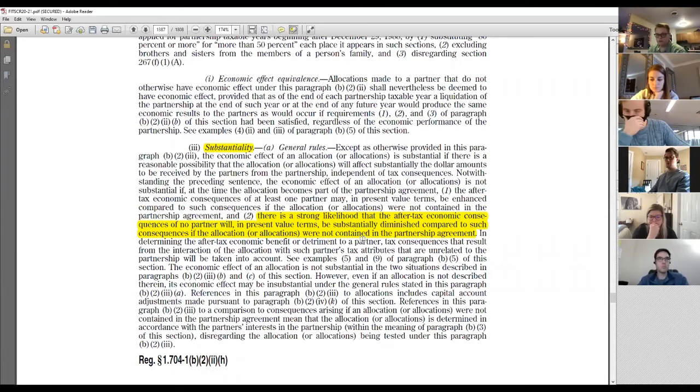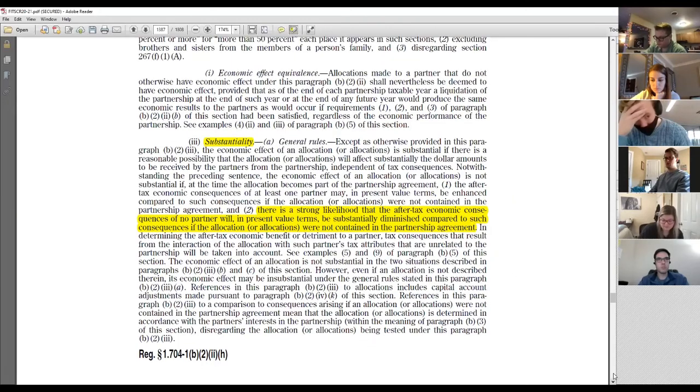So again, we're asking, is any partner worse off? Can any partner be worse off compared to the baseline on an after-tax present value basis? And this again comes down to risk. If no partner can be worse off, there's no risk of that, then it's just a tax play. That's the idea. The next sentence says, in determining the after-tax benefit, the tax consequences result from the interaction of the allocation and the partners' tax attributes. Tax attributes that are unrelated to the partnership will be taken into account.